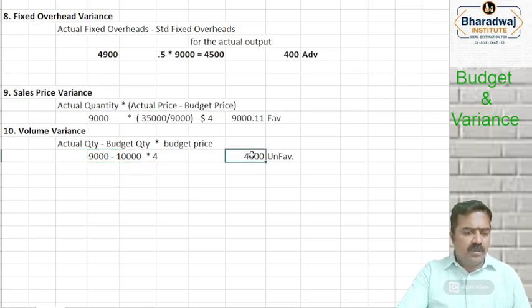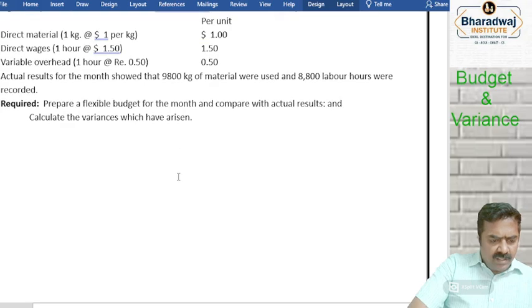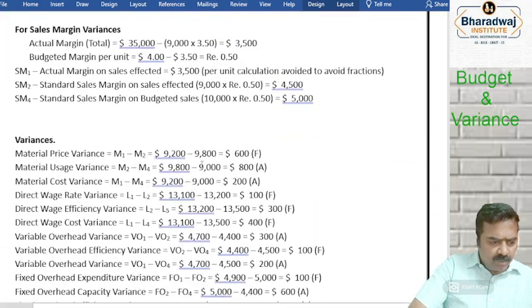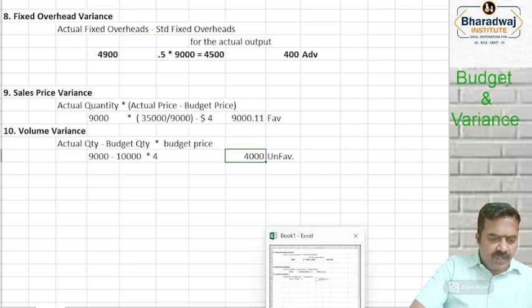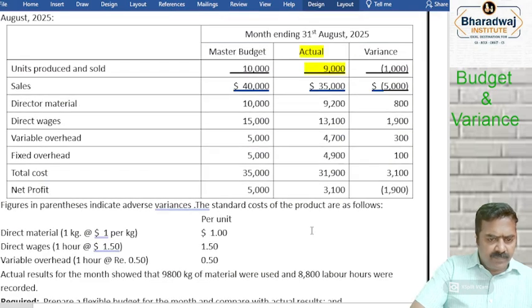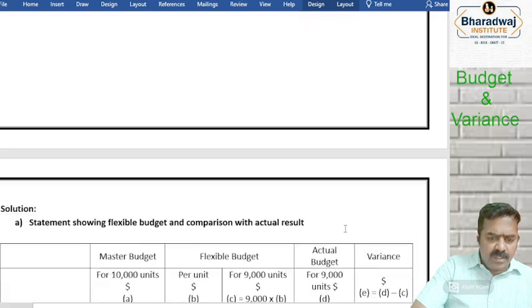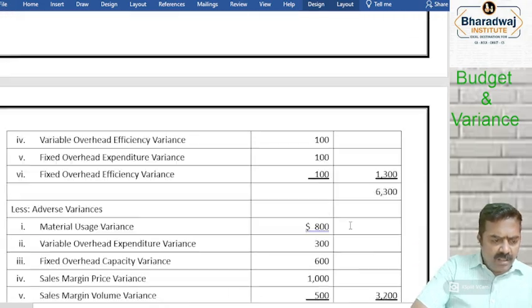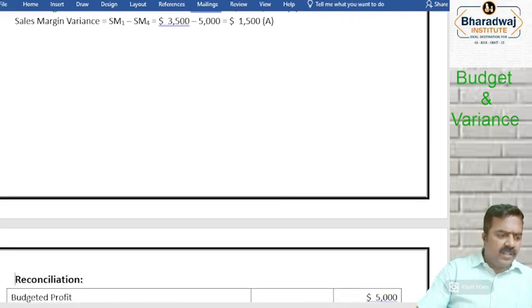So here also you can do budgeted profit, add all favorable variances, minus all adverse variances, and you get the final variance. I've shared the working, worked out in the classroom material style. Budgeted profit is 5,000, which we worked out. Actual profit is 3,100. With the budgeted profit, add all favorable variances.